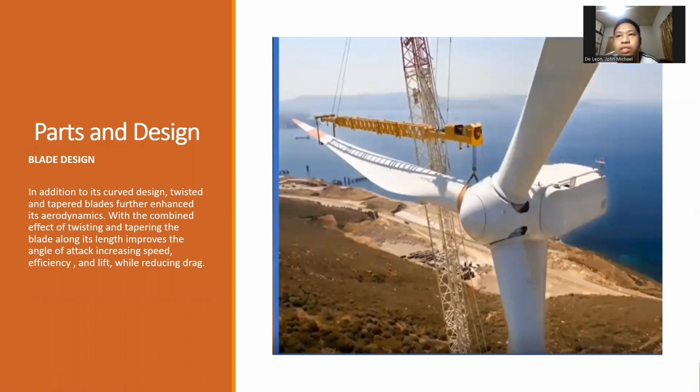So, mas efficient. The combined effect of twisting and tapering the blade along its length improves the angle of attack, increasing speed, efficiency, and lift while reducing drag.